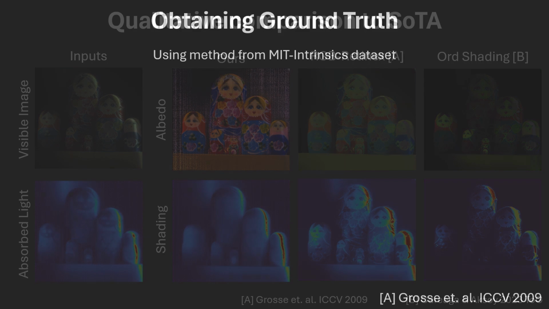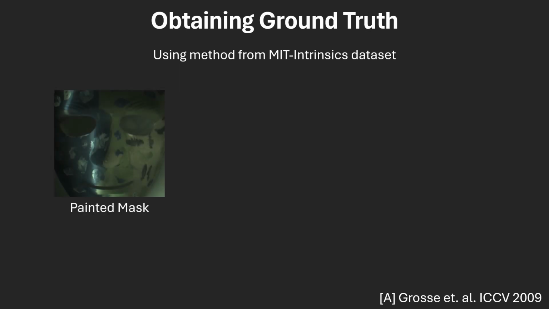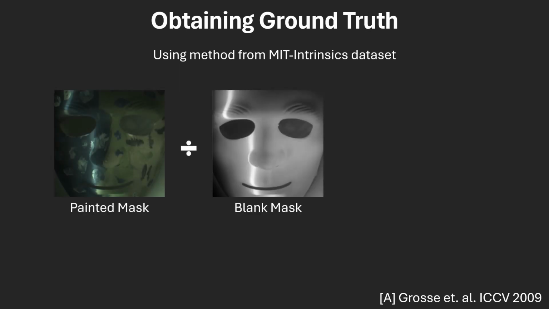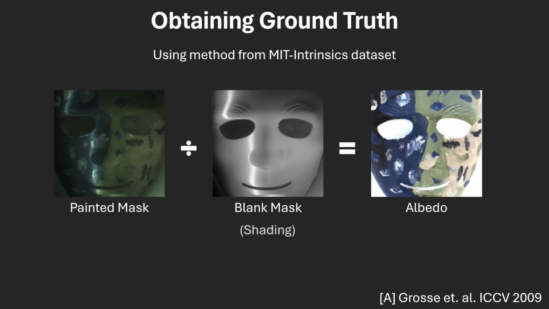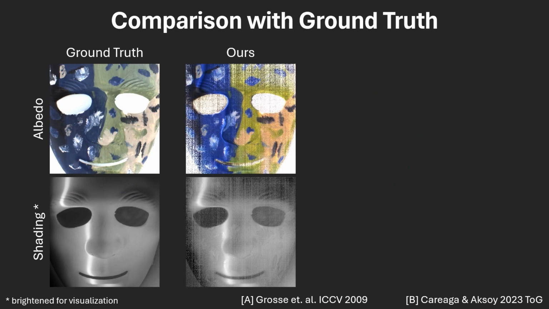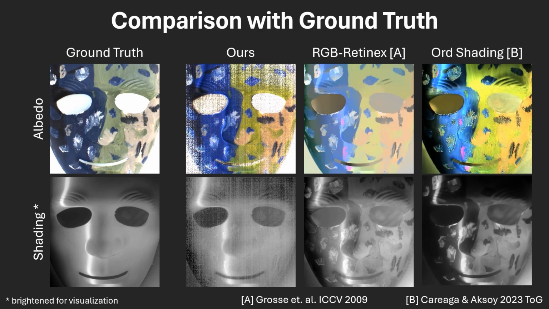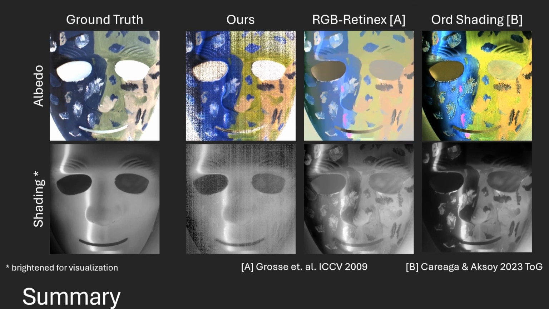Both the model-based Retinex algorithm and a learning-based ordinal shading algorithm fail to remove the albedo component from the shading terms. To quantitatively evaluate the algorithms, we obtained pseudo-ground truth using images of a painted mask and a blank mask. Their ratio gives the albedo, while the image of the blank mask gives the shading up to scale. When compared against this ground truth, our per-pixel analytical solution outperforms state-of-the-art model-based and learning-based algorithms in decoupling the albedo component from the shading term.